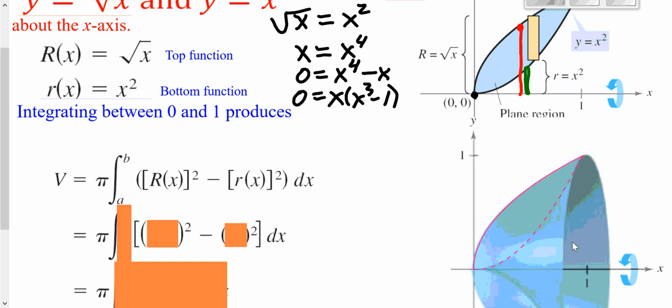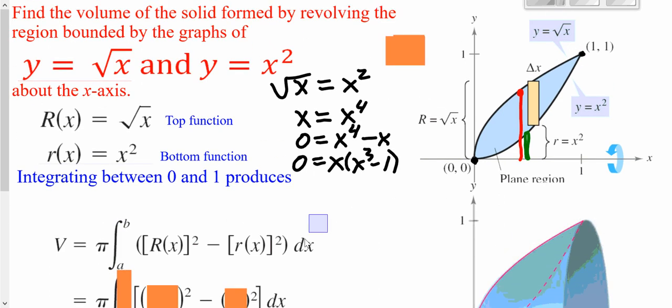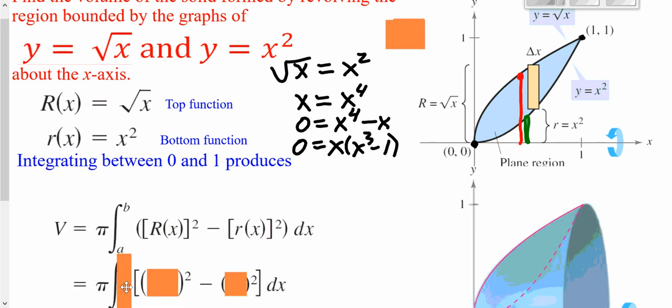So if we do that, here's our washer method. We got to leave pi in front. We have our bounds. Well, our bounds here are, we're dealing with x, is how far your shaded region goes left and right. Starts at 0, goes to 1. So your bounds are this. Then we have to go our big radius, the outer radius, which is your square root function minus your axis of revolution, or just x squared.